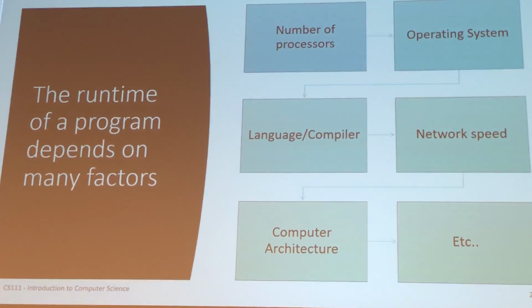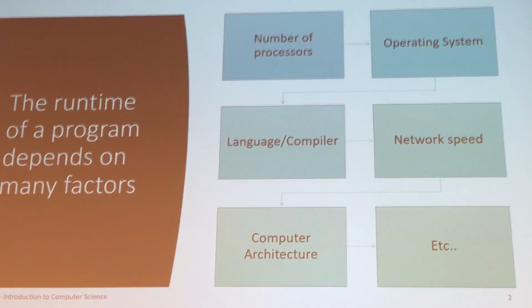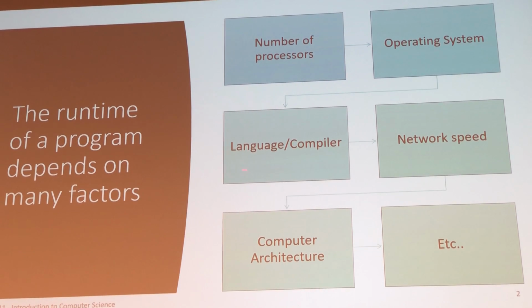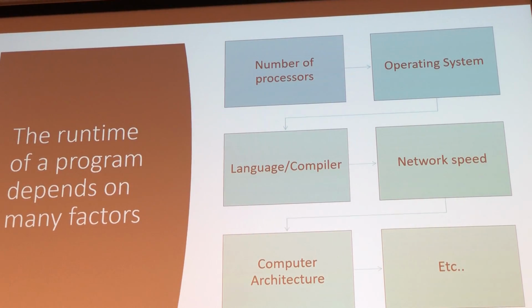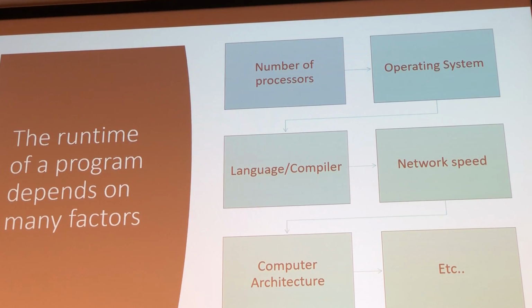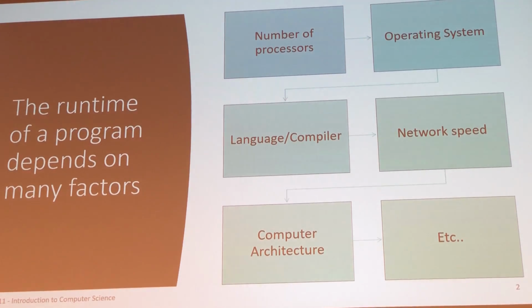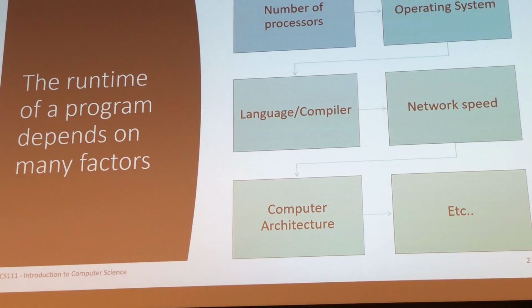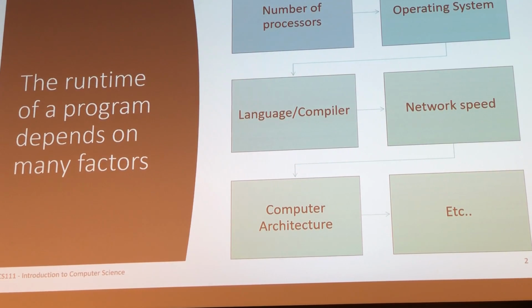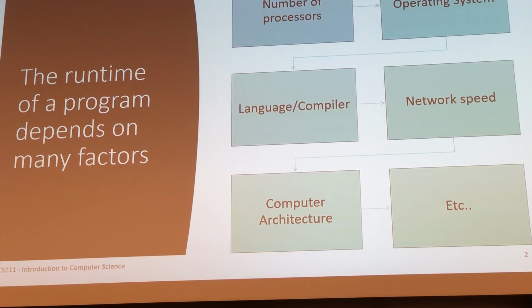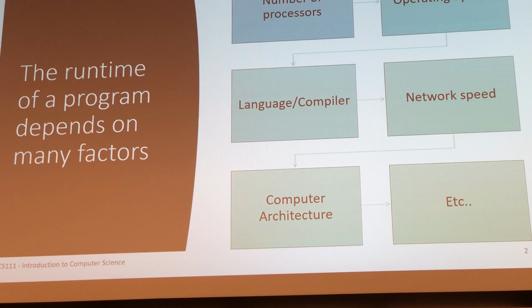It depends on the number of processors, the operating system, whether we have Windows or OS 10, and Linux or something like that. And then it depends on the language and the compiler. Like we said, Java is a slow language. C is a faster language. So if you decide to write a program, you have to choose the proper language. For example, if you have a lot of numbers to crunch, I wouldn't choose Java. I would choose something like C.